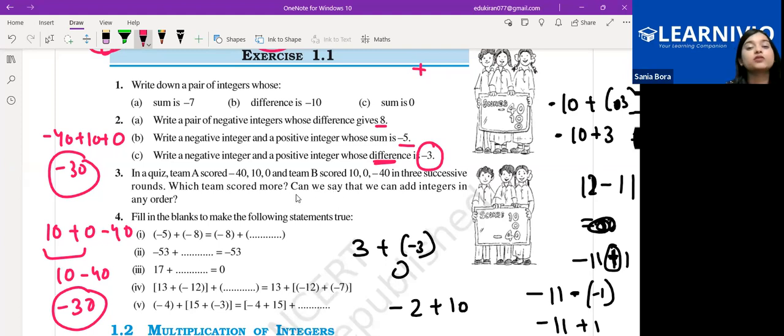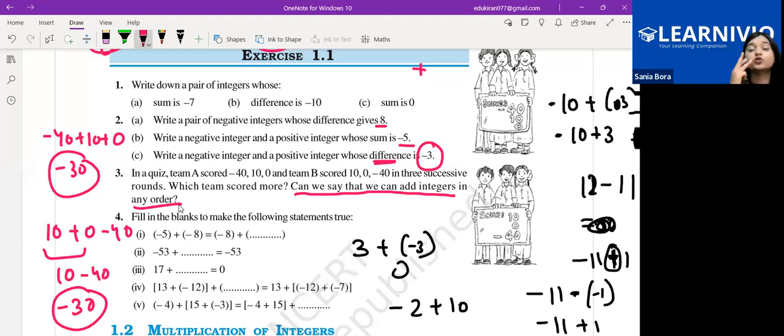Okay. Now read this one. Who will answer me? Can we say that we can add integers in any order? Which property are they talking about? Any order means you can change the place of the numbers. Which property is it? Ma'am, every property, right?